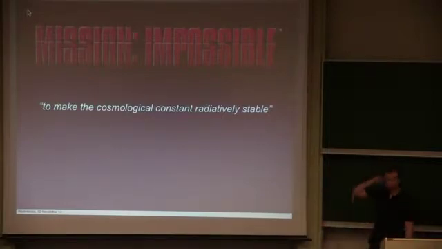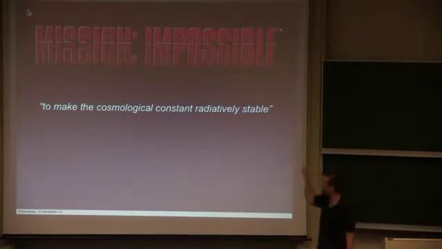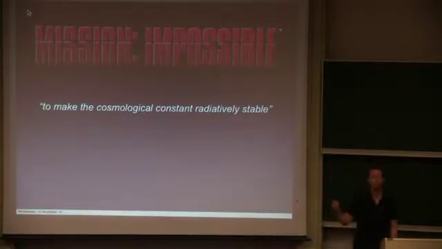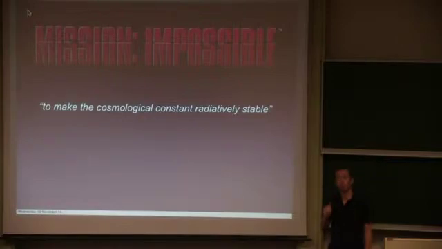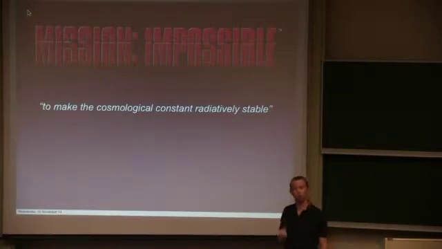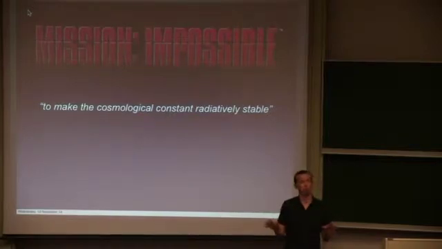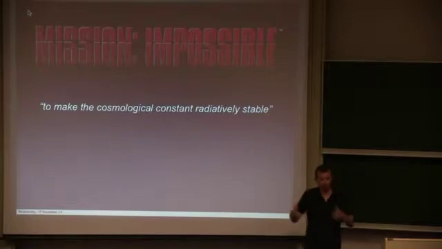As it stands. So this is the mission. The mission is to try to make the cosmological constant radiatively stable. So what I'm going to try and propose here is a way of doing that at the level of the standard model loops. I'm not going to deal with graviton loops, but that's where the problem really arises in the first place.